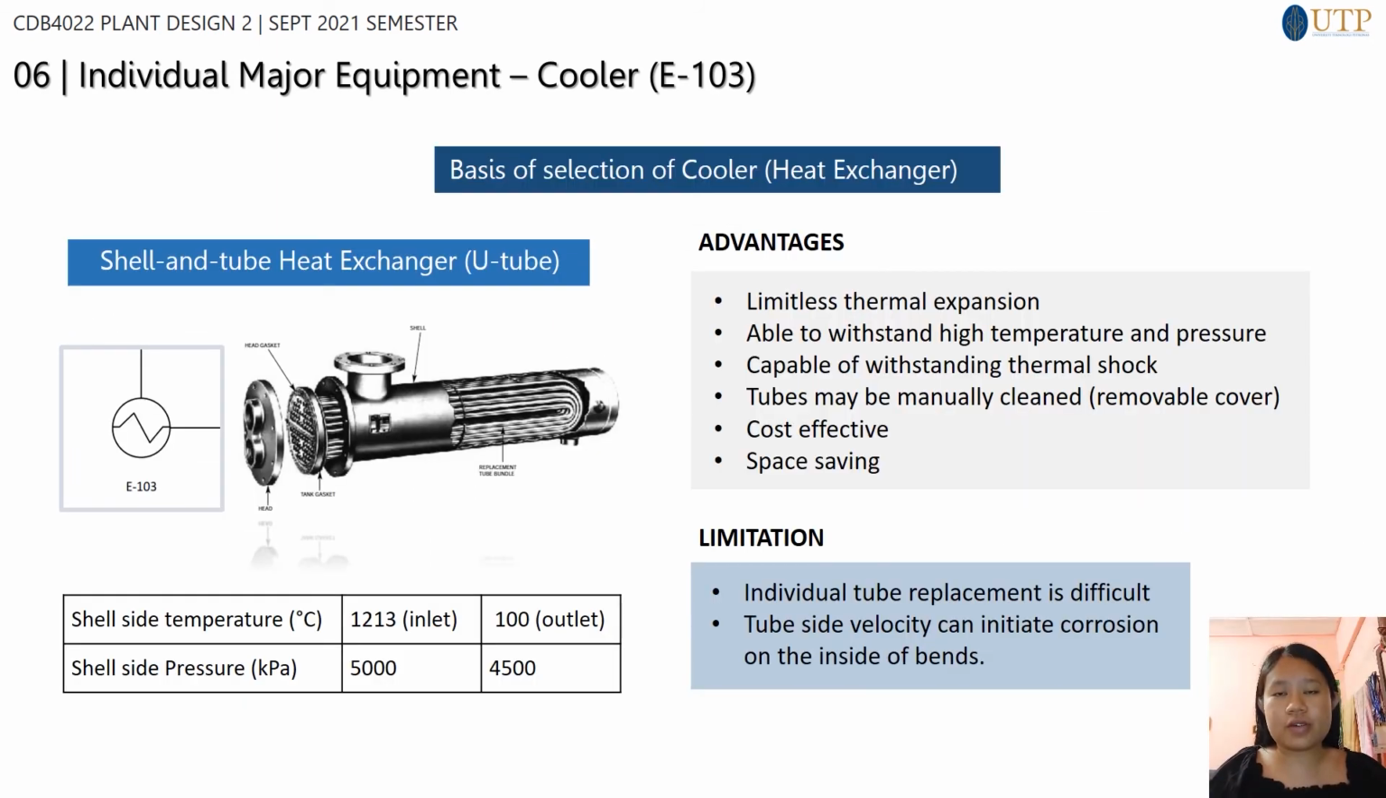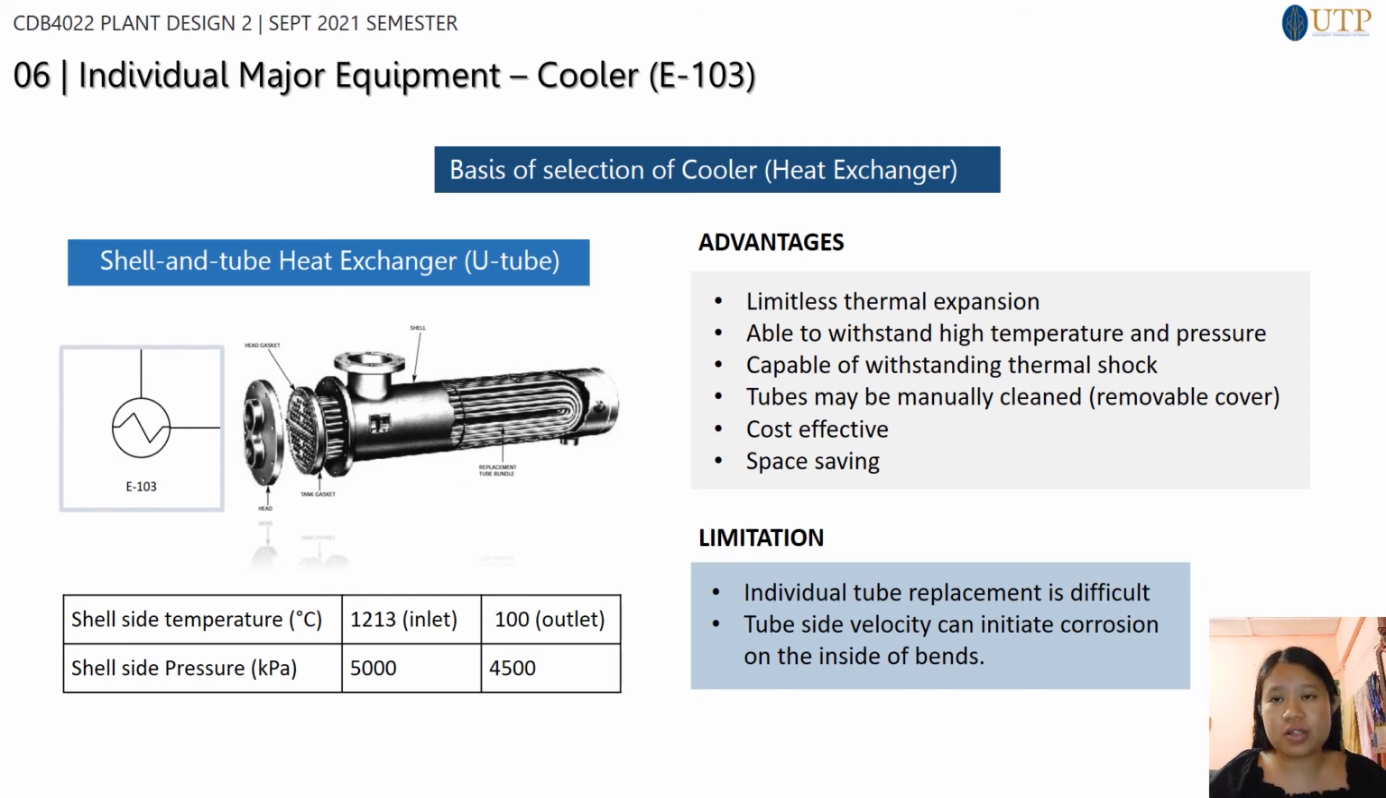Looking at the operating condition, the shell side inlet temperature is 1213 degrees Celsius. Meanwhile, the outlet of shell side is 100 degrees Celsius, whereas the pressure of shell side inlet is 5000 kilopascal and shell side outlet is 4500 kilopascal. Based on the high difference between the inlet and outlet temperature and also high operating pressure, a shell and tube heat exchanger was chosen to act as cooler.